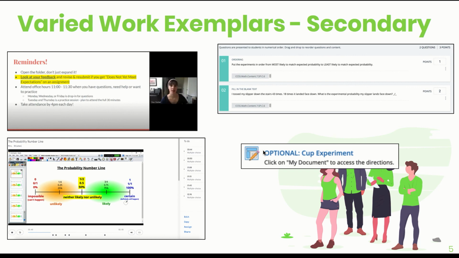All really engaging to the students, so that they're not just doing one thing over and over again, and they all fit well together, so it's not too overwhelming for the student. But that's what it looks like to use a varied set of work for your students in both the elementary and secondary.